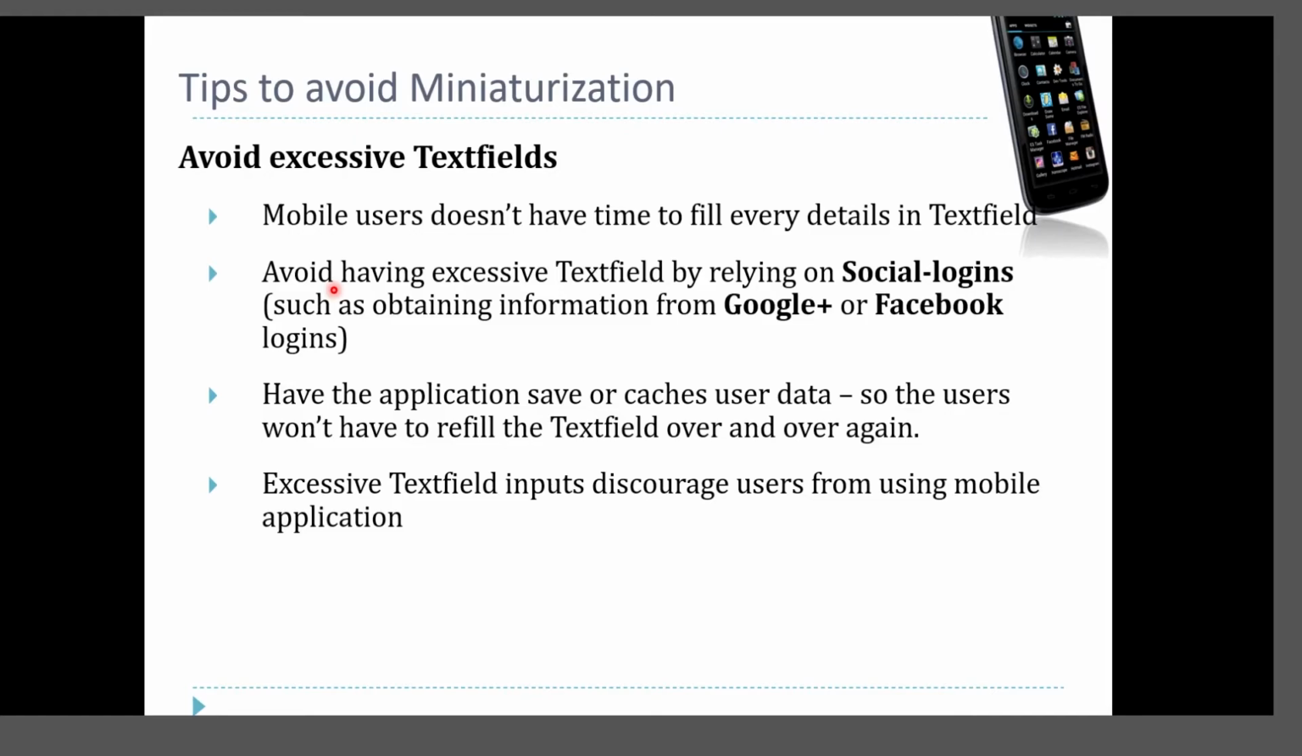So try to avoid having excessive text fields by relying on social login, such as obtaining the user information from Google Plus or Facebook logins. This is in accordance with the sociability principle that is listed inside the mobile user characteristics. So if you go back to the mobile user characteristics, you will learn that mobile users have sociability. This is the element of sociability, that is, it will avoid having a text field. Have the application save or cache the user data so that the user won't have to refill the text field over and over again.